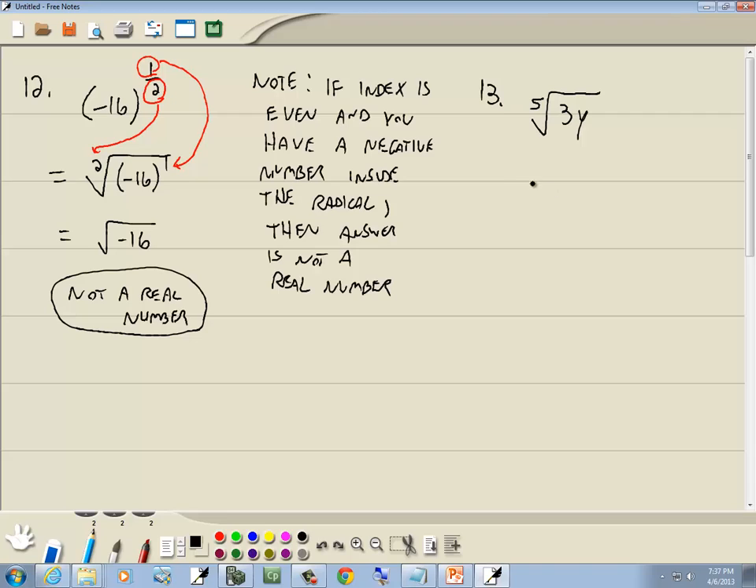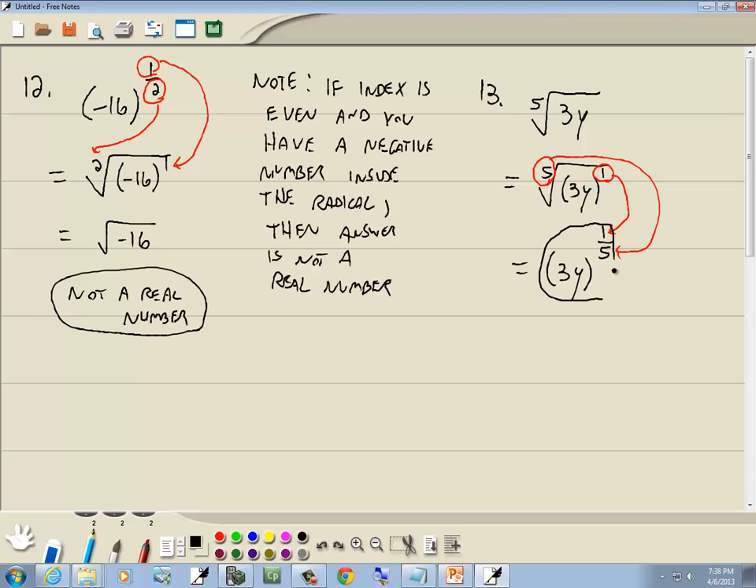Well, if I were to put a power inside, this would become 3y to the first power. So, to go backwards, this would become 3y to the 1/5 power. Whatever power is inside here goes up on top. And if you don't have a power, like we just have 3y up here, it's by default 1. You don't even have to write that. And then whatever our index is, that goes to our denominator. So 3y to the 1/5 power is our answer.